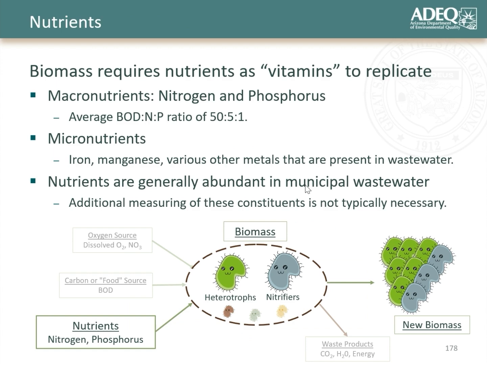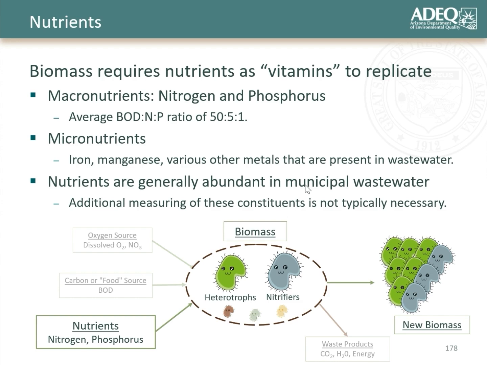Another item that you need is nutrients. So biomass, just like us, needs their nutrients and their vitamins. And so typically we'll think about nitrogen and phosphorus as the key things that they need, in which the typical ratio that we need is for every 50 units of BOD, you need 5 units of nitrogen and 1 unit of phosphorus. Now, wastewater typically has this in abundance. So that is normally not a concern.